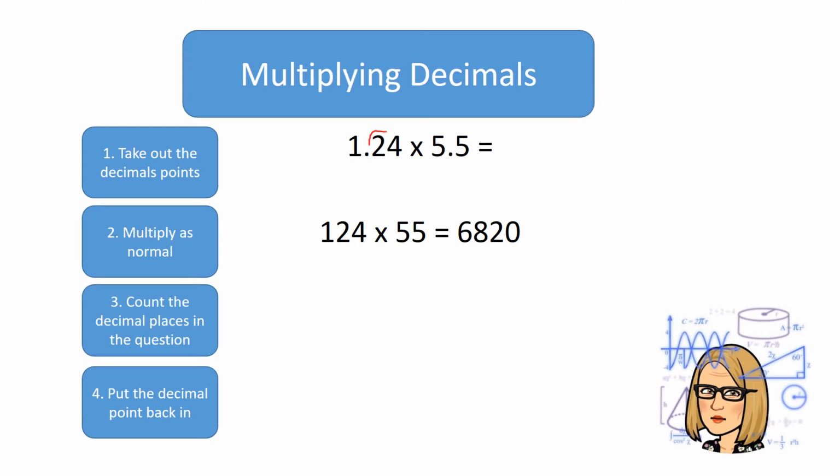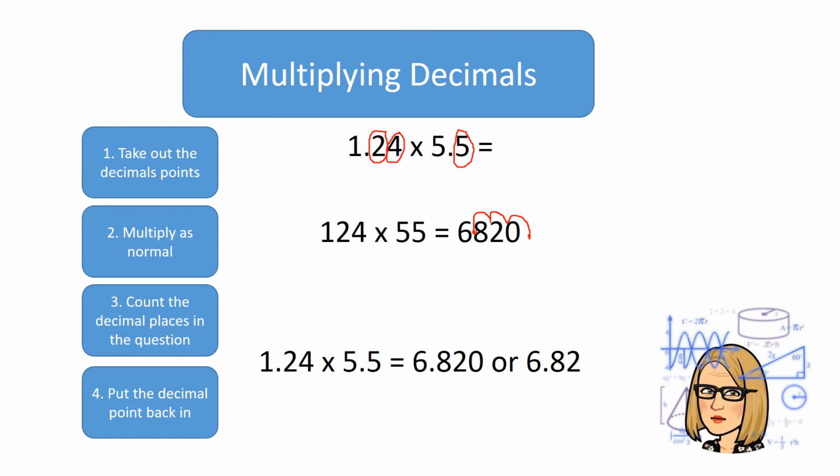So here I've got 2 numbers after the decimal point, and here I've got 1 number after the decimal point. So I need to move my decimal point from here 3 places. 1, 2, 3, and it goes there. So the answer to 1.24 multiplied by 5.5 is 6.820, or 6.82, because again I don't need the 0 on the end now I've moved the decimal point.